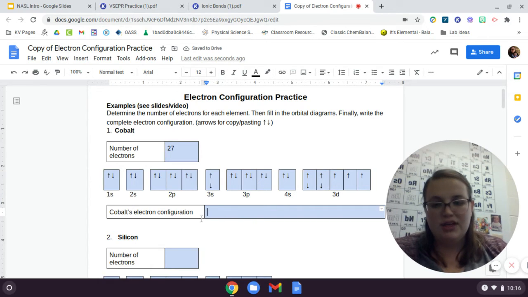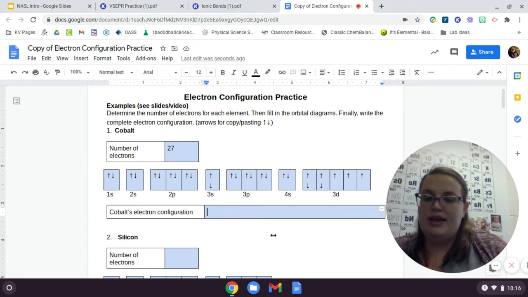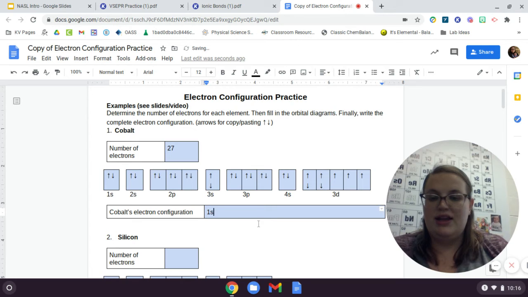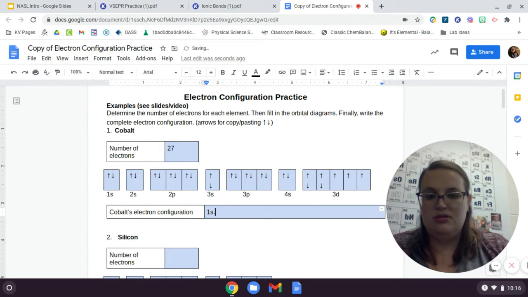So to write my electron configuration, what I'm going to do is I'm going to write my 1s, and then I have 2 electrons, which I write as an exponent.